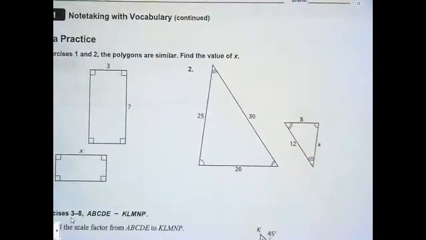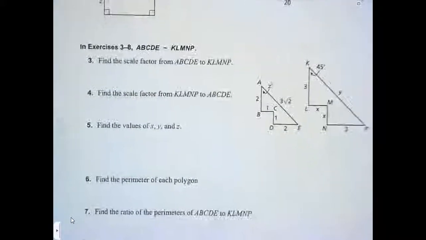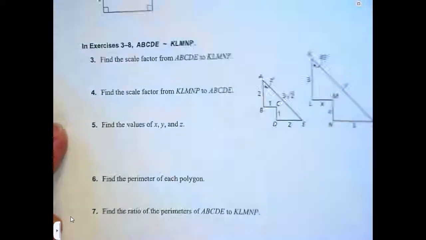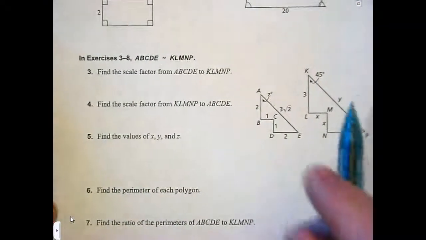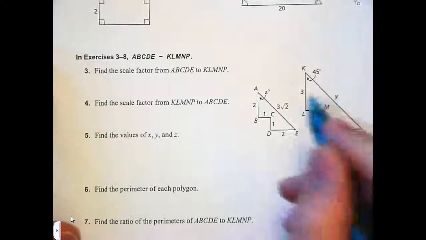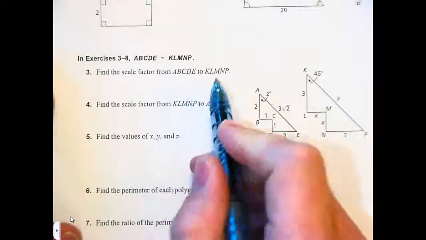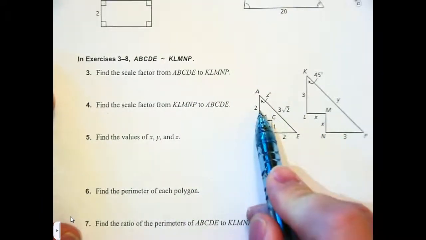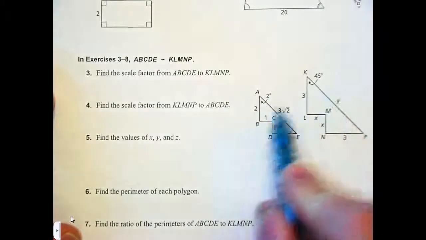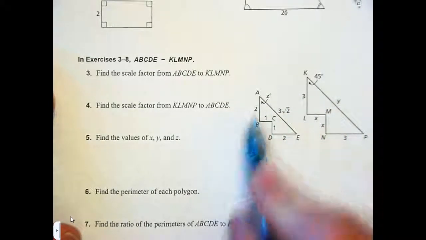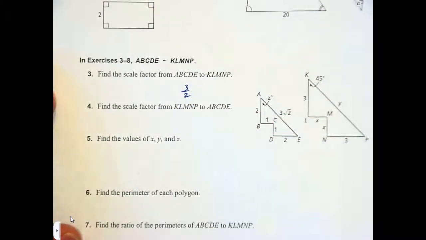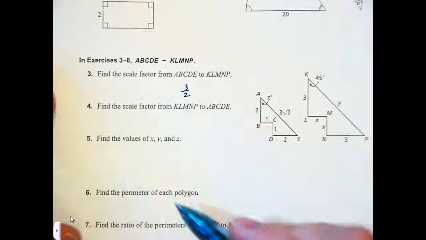All right. Try 3 through 5 if you haven't done them already. Okay, so make sure we're good. Scale factor from ABCDE to KLMNP, you're getting bigger, correct? So would it be 2 over 3 or 3 over 2? It has to be 3 over 2 because you're getting bigger. That number is greater than 1.